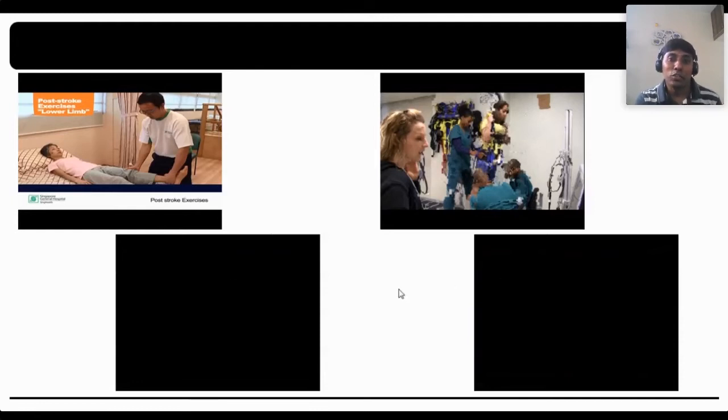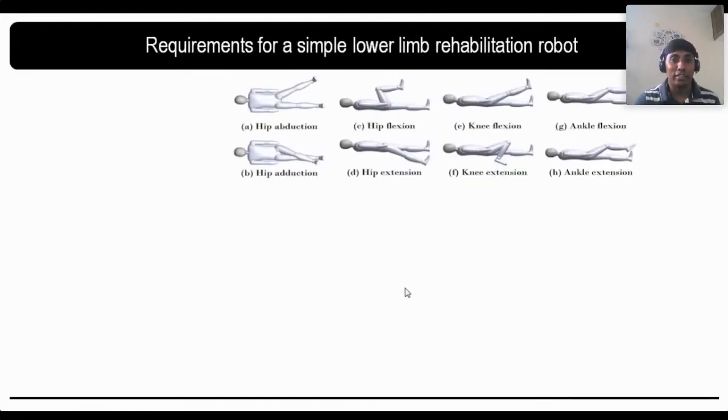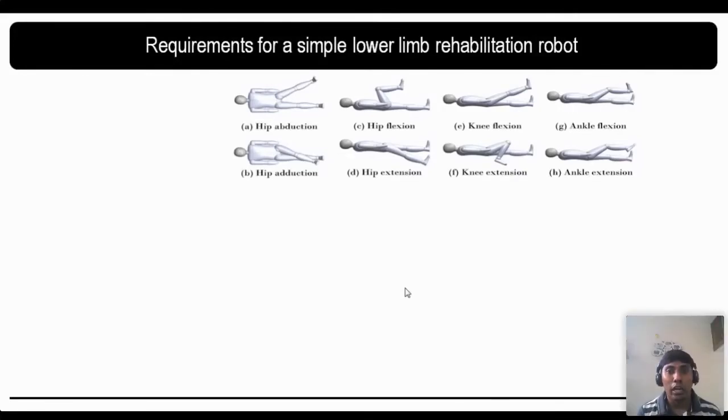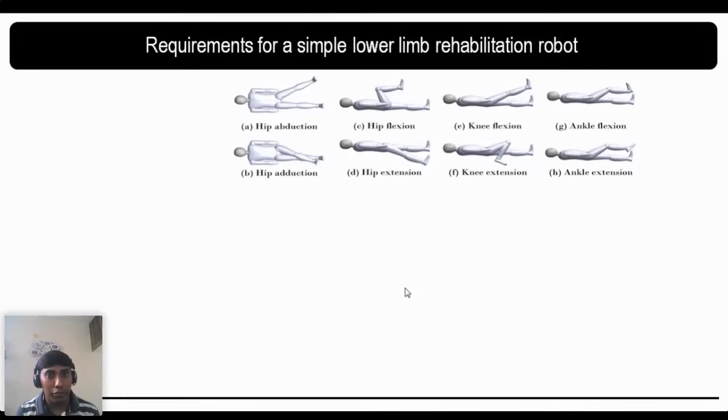So this is the current state, and we are now seeing what the challenges and other things really are. When we talk about lower limb rehabilitation robots, we will be focusing on the lower limb. The lower limb has a set of motions. Obviously the lower limb will have 7 degrees of freedom, where 3 would be on the hip, 1 on the knee, and 3 again on the ankle. So it's 7 degrees of freedom.